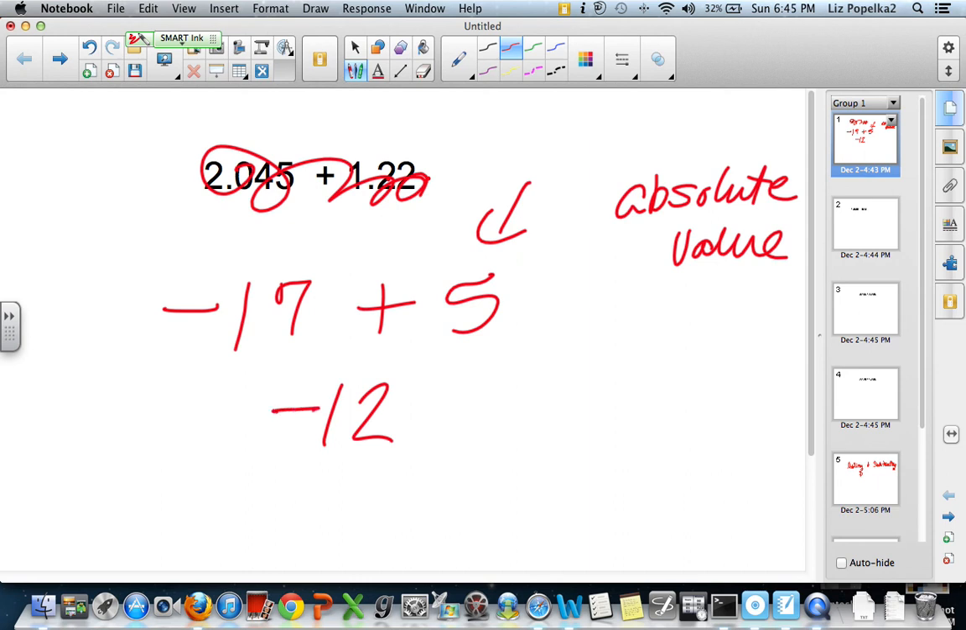So now it's going to be a negative 12, and all that means is just that once you put that positive 5 and that negative 17 together, you're going to have more negatives left over. So that's why your answer is going to be a negative.